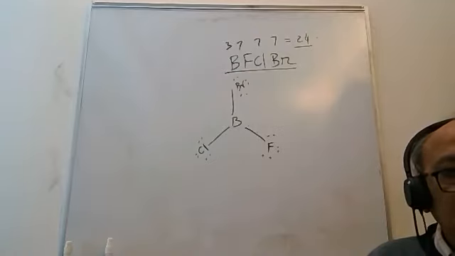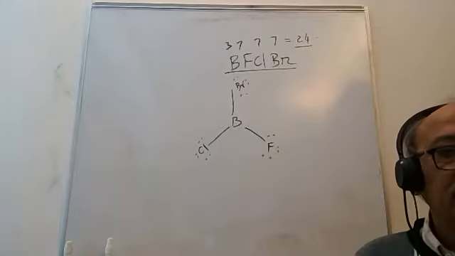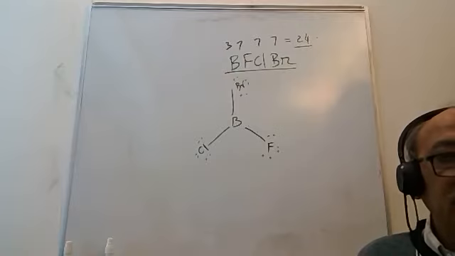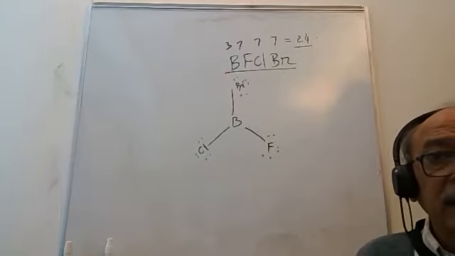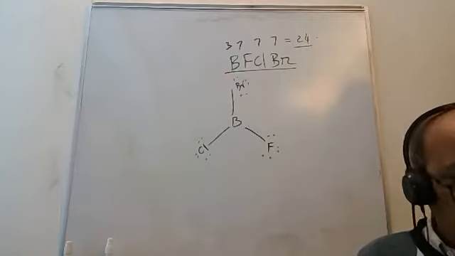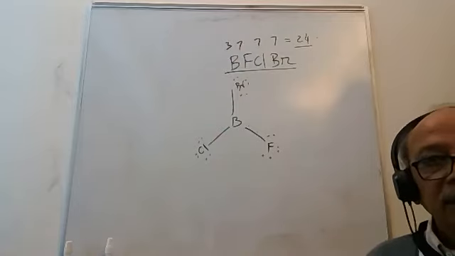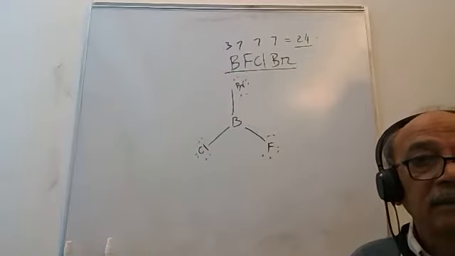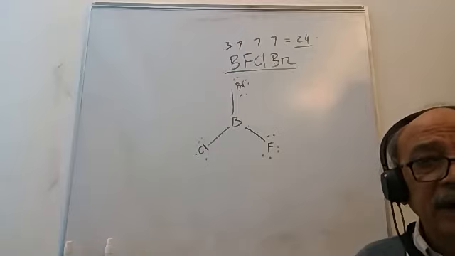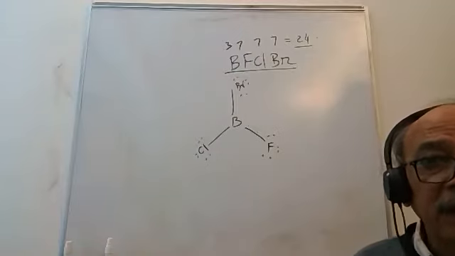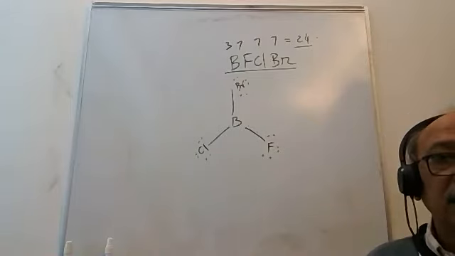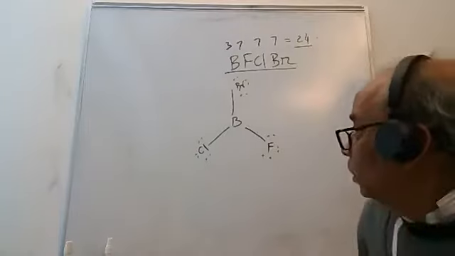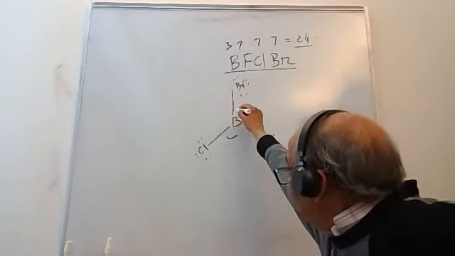Okay, so what kind of geometry is this? 3 atoms and no lone pairs. Steric number 3. So the geometry should be trigonal planar. Thank you very much. See the difference between this molecule and the previous example: there we had a molecule that was trigonal pyramidal. Now this is a molecule that is trigonal planar. So that's the geometry, 120 degrees.